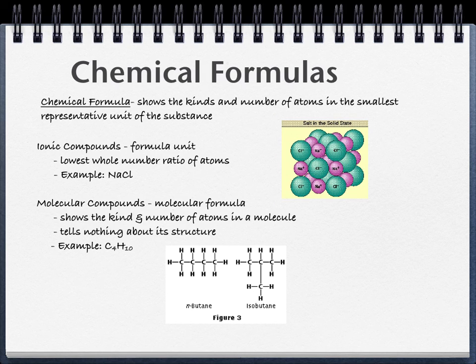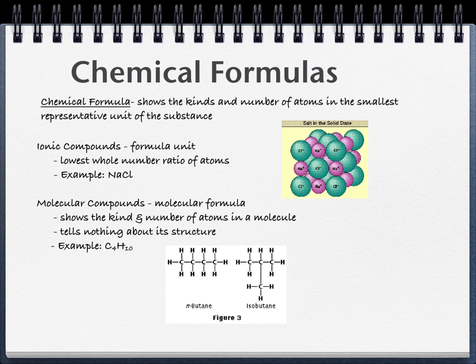For example, if I asked all of you to draw me a Lewis structure for C4H10, 4 carbons and 10 hydrogens, there are actually 2 different ways that I can put these atoms together. You can see in the diagram. In one way, all my carbons are lined up in a row, and in my other structure, I have 3 carbons in a row and 1 branch.